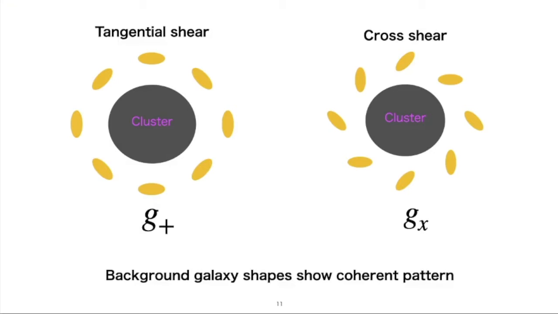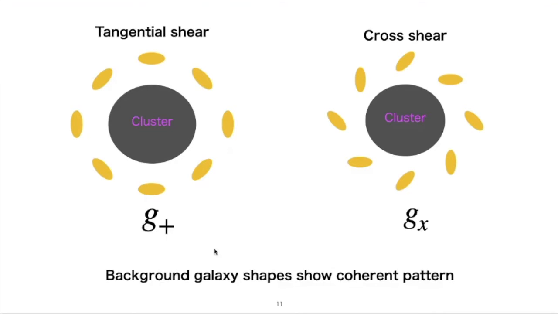And if there is some gravitational lensing effect, then the galaxy shapes become like this. This shows that if there is one cluster at the center, then the galaxies are skewed tangentially. And this is called the tangential shear. There is another component, called the B-mode or cross shear. Theoretically this becomes 0, but if there are some systematics, then it doesn't become 0. So this value is used for checking the systematics.